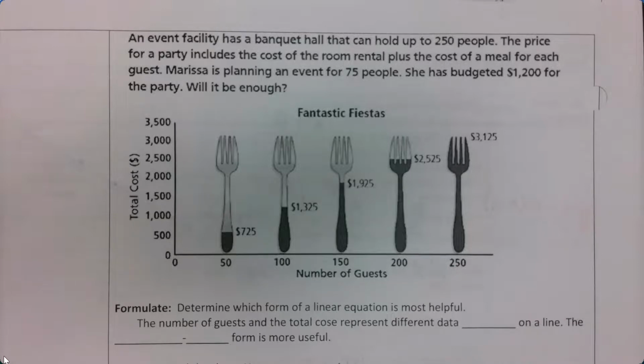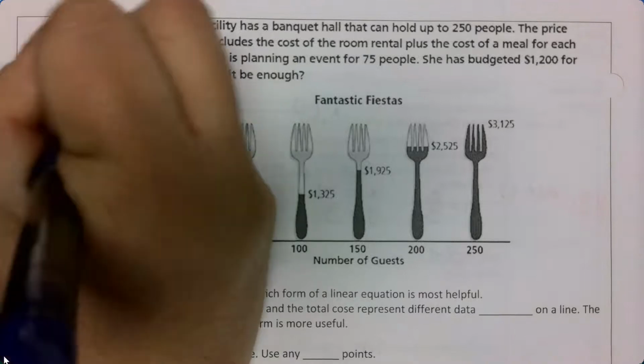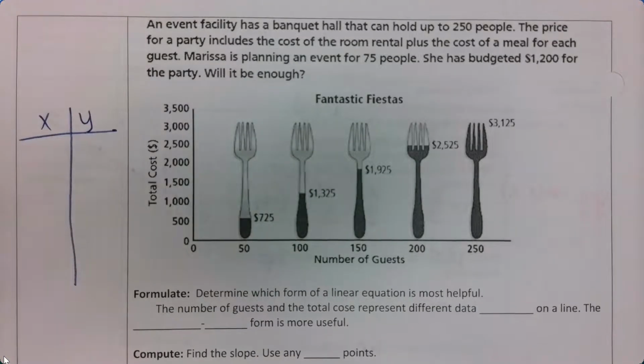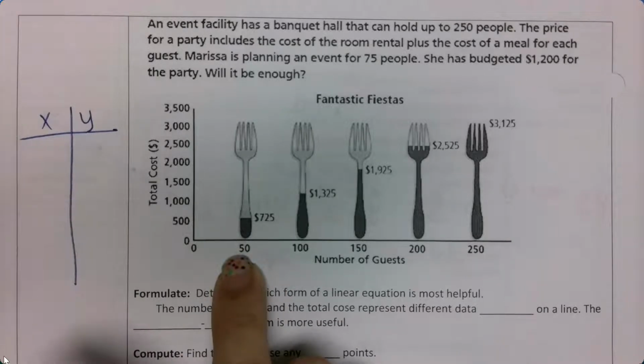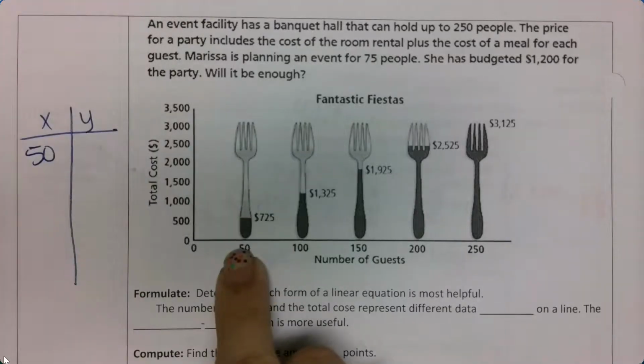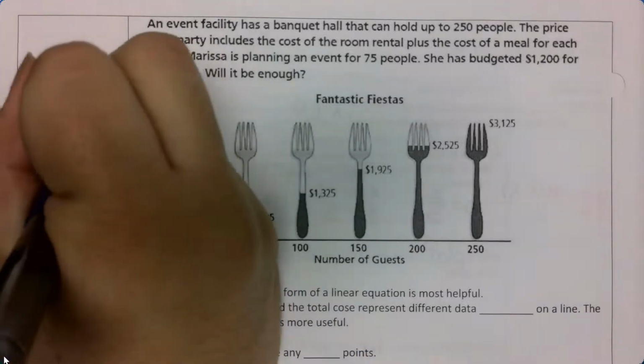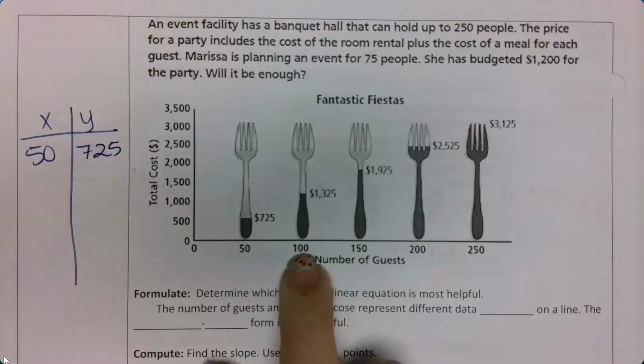What I want to do is I'm actually going to make it a table of values. So I'm going to write my x and y values in each column. So what is my x value here? 50. And what's my y value for that same point? 75. 725. Okay, what's my x value here? 100.